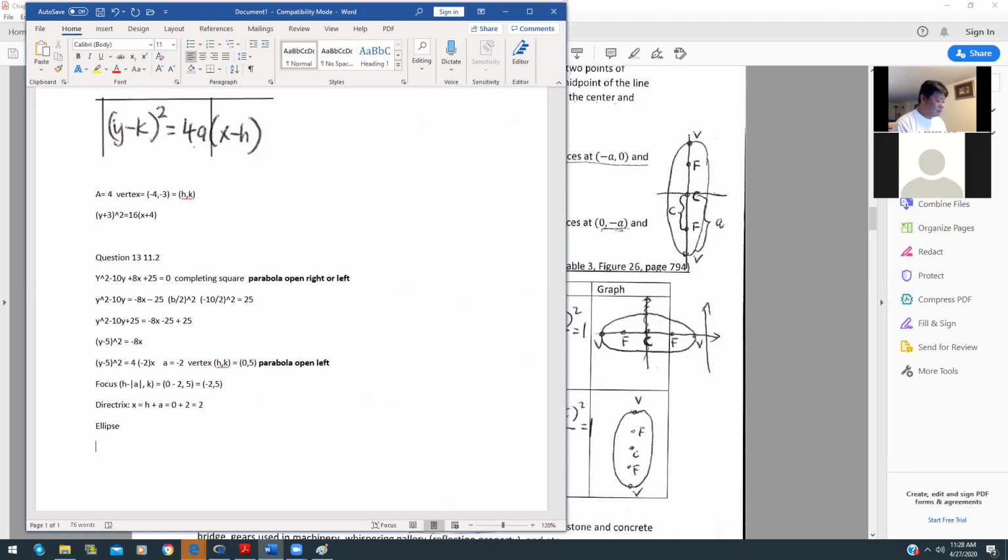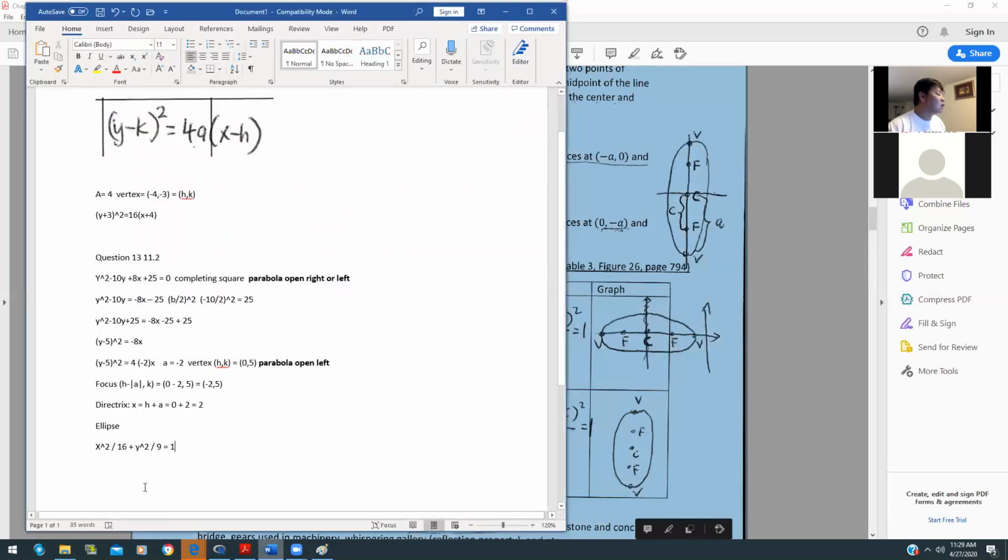If you have something x squared on the top, I don't care what you have on top, but on the bottom, let's say you have 16 plus, the plus is very important, y squared over, let's say, 9, equals 1. So this is usually what you have for the equation of the ellipse. How do we know if it's going to be on the x-axis or the y-axis? You look at your equation. 16 is bigger than 9, so 16 is under x, so this is going to be on the x-axis.